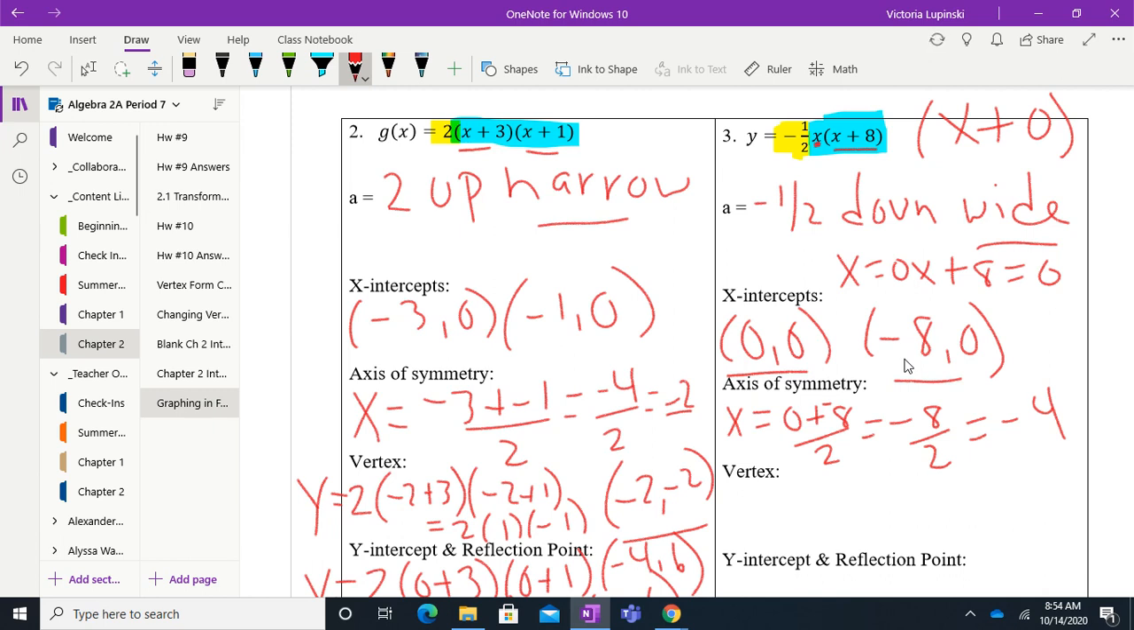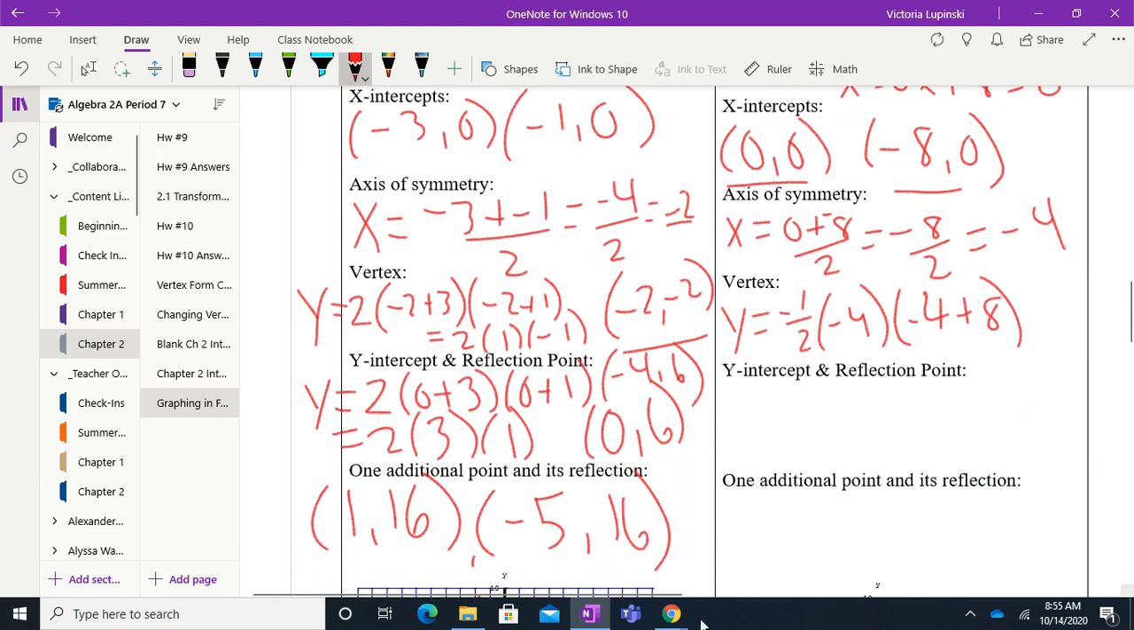The x-intercepts are 0 and -8. And remember that 0 comes from that lonely little x. P plus Q over 2 gives me -4. To find the second half of the vertex, I'm going to go back to my equation. Everywhere there's an x, I'm going to plug in a -4. So that's going to be -1/2 times -4 for the lonely x, -4 plus 8 for the second parentheses.